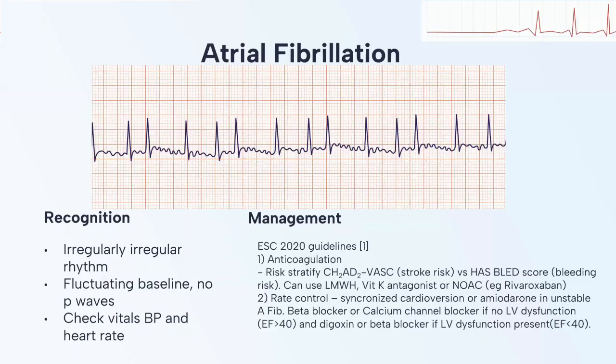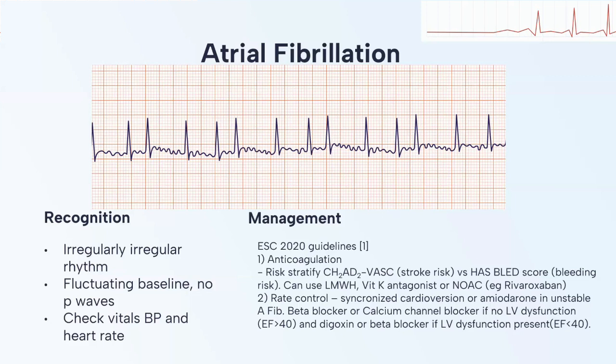So I'd like to start with atrial fibrillation. You get an irregular rhythm, as you can appreciate on the pulse when you're palpating it. There are no P waves that you can see there, just a disorganized isoelectric line.